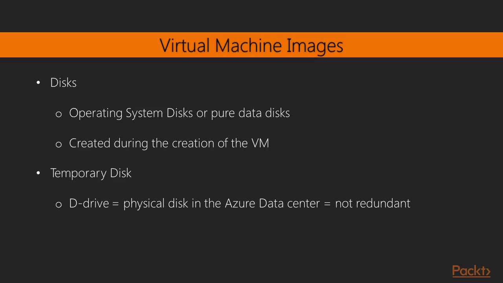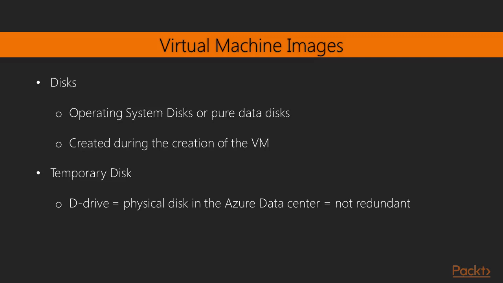VM images also require a disk, which at a minimum is an operating system disk, and then extending it with additional data disks depending on the workload of the server. And then giving the side remark that the number of data disks you can link to a virtual machine is depending on the virtual machine t-shirt size you selected before. One last remark regarding disks is the temporary disk.